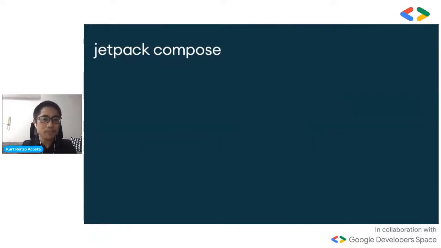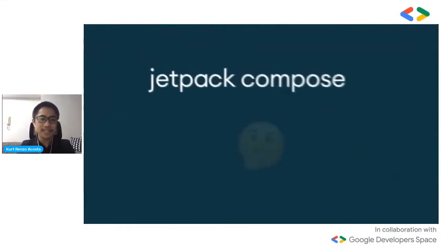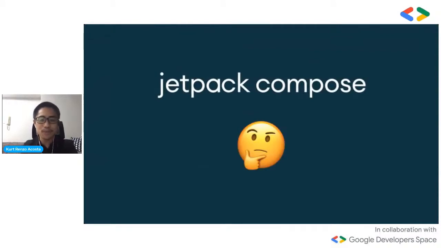So with Jetpack Compose, we would be able to have, first, less code. Your code with Jetpack Compose would be intuitive. It's still going to be powerful, and with all of those in mind, it would lead us to a faster development process. So, but still, okay, Jetpack Compose. So why is Jetpack Compose here?